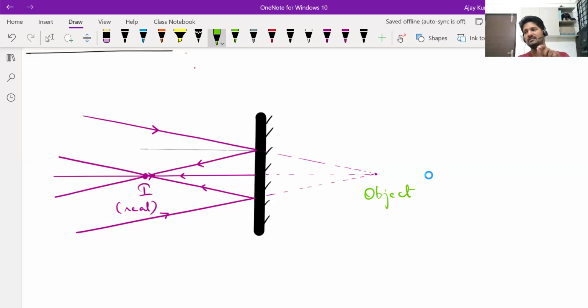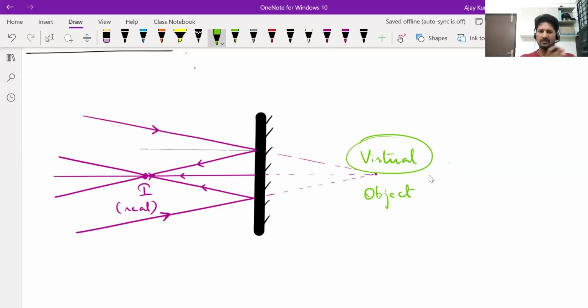The point where incident rays meet or tend to meet is the object position. The point where reflected or refracted rays meet or tend to meet is the image. But incident rays, wherever they meet or appear to meet, is the object position. So we have to treat that as the object. And there's nothing actually present there. We call this a virtual object.